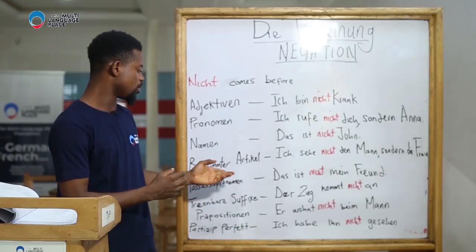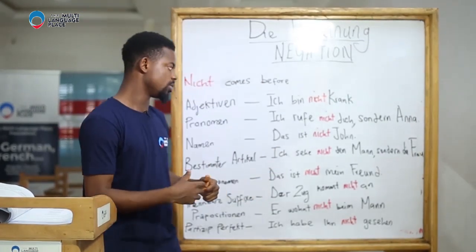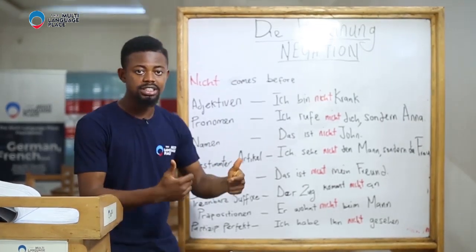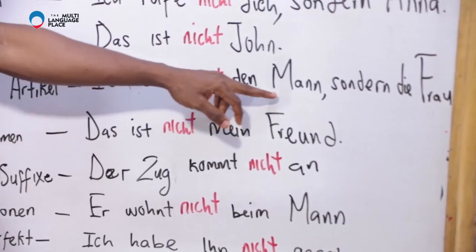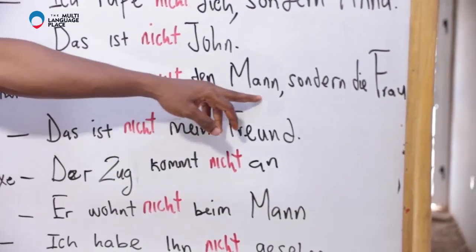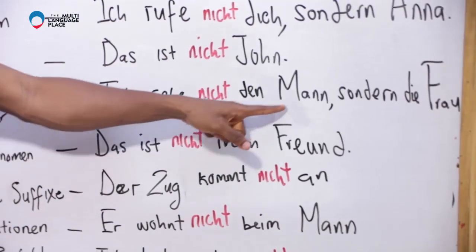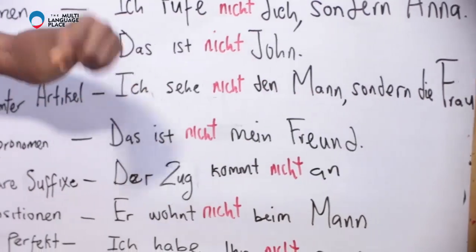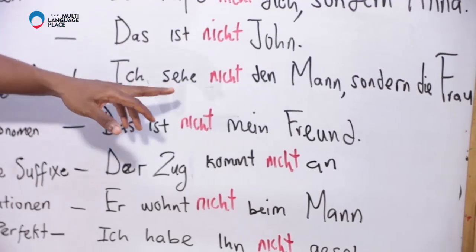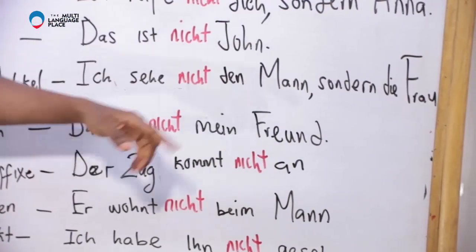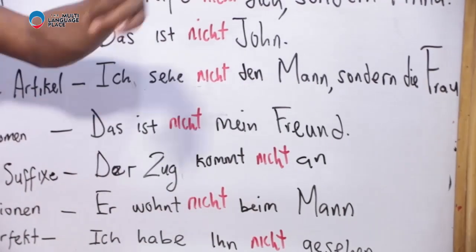What of when we have your bestimmter Artikel, which is your definite article? When you have a noun with a definite article, nicht has to precede it also. Look at this example here: Ich sehe nicht den Mann. I'm not seeing the man. Ich sehe nicht den Mann, sondern die Frau. But the woman. I have to negate it before the man, not after it.